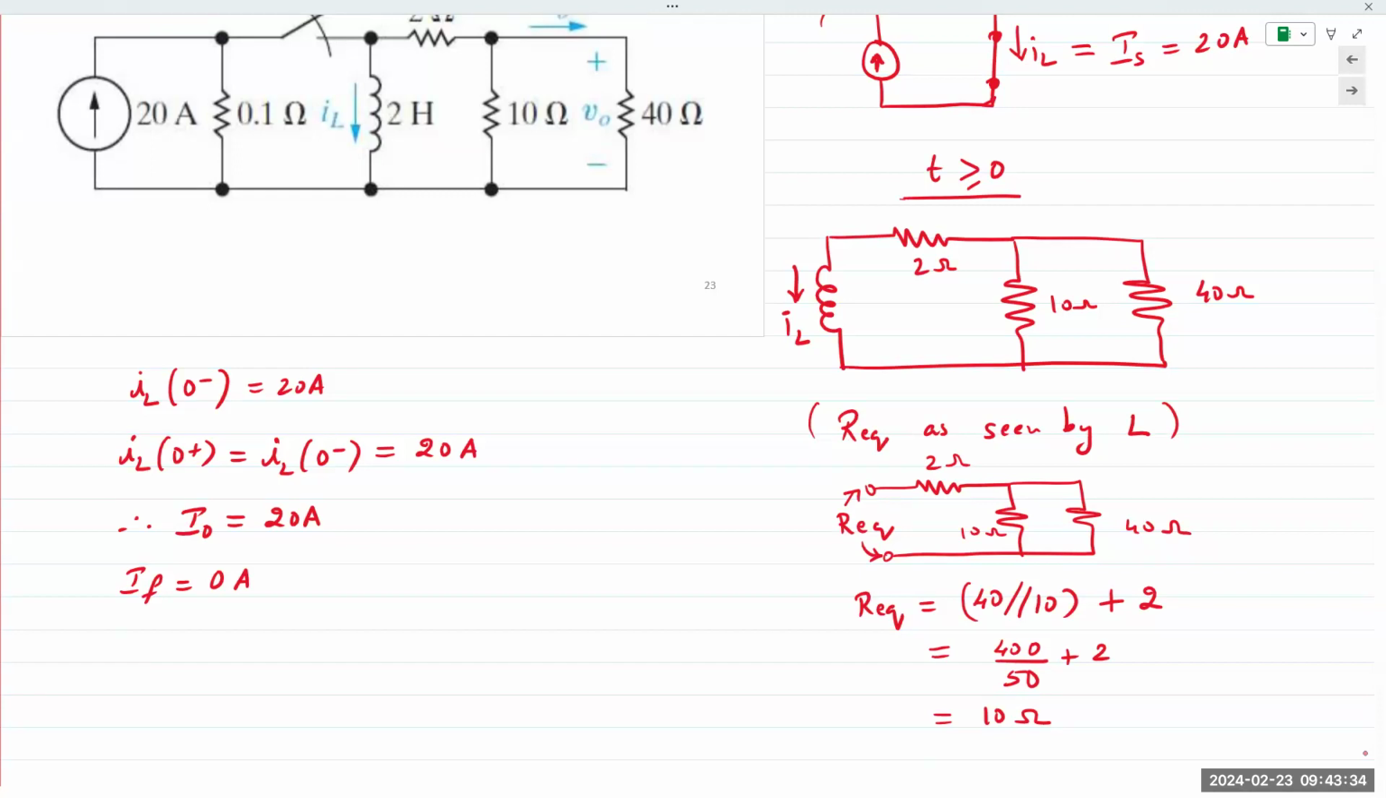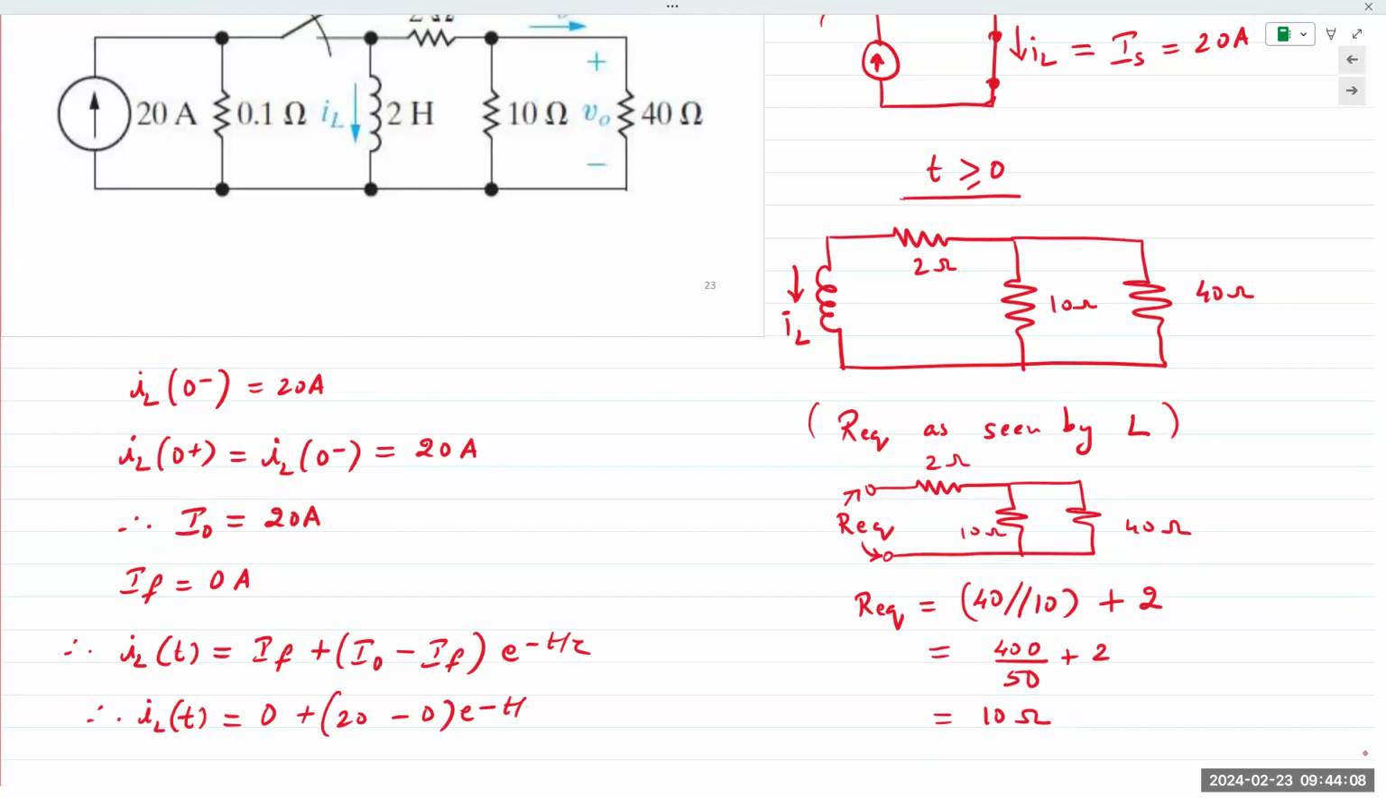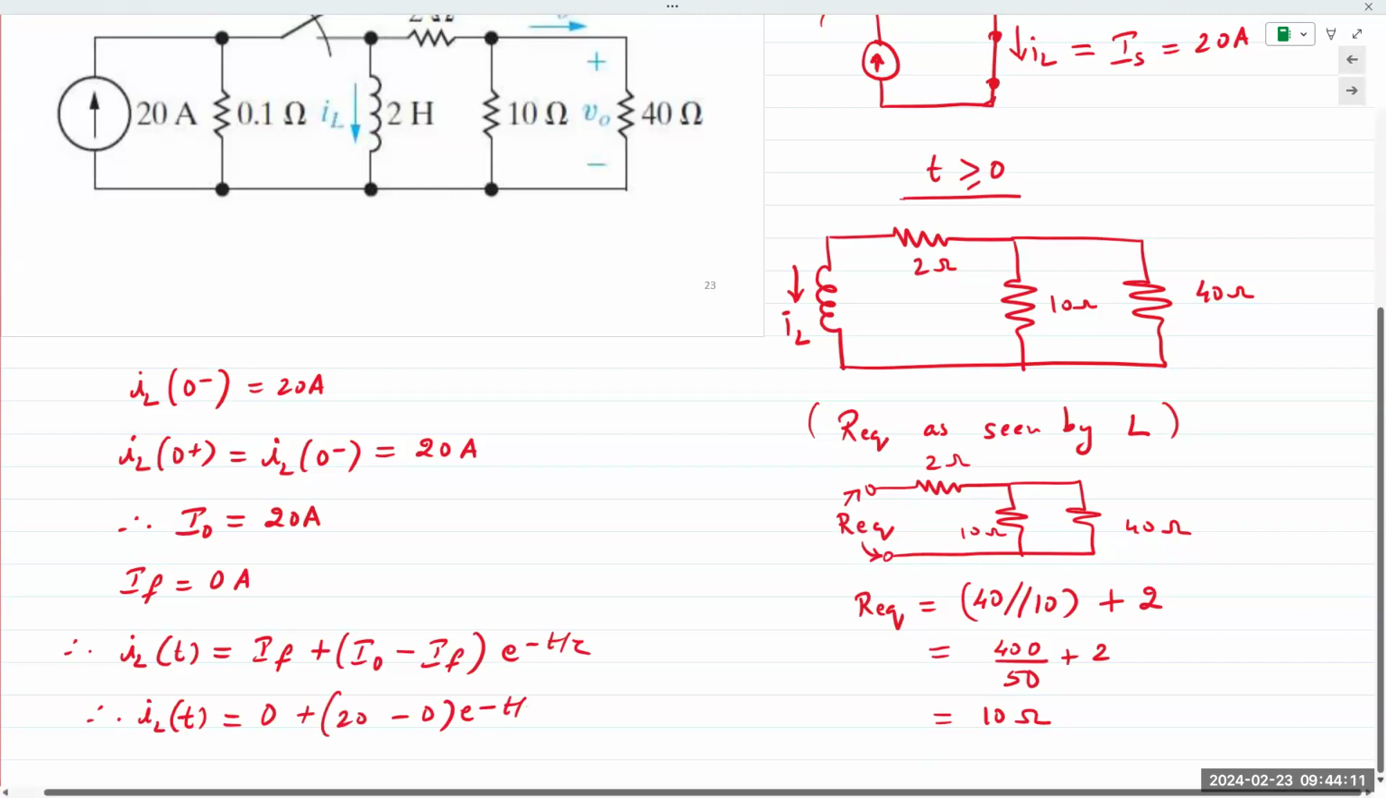So I can directly write down the solution for IL of t as IF, the final value, plus I0. Again, remember, this is not O, it is 0. Minus IF, e raised to minus t over tau. Plug in the values. IF is 0. I0 is 20. Minus 0. E raised to minus t. Oh, forgot to find tau first.